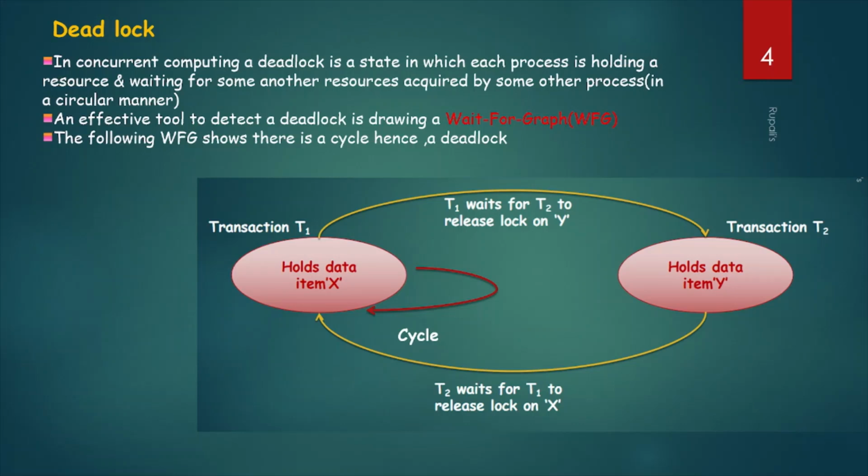So, how can we detect deadlock? The effective tool to detect deadlock is drawing a wait-for graph, that is WFG. This is an example of a WFG. This WFG shows there is a cycle. So, we can say that deadlock occurred.